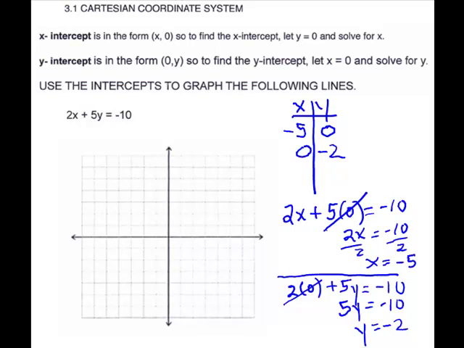And we will plot these. They should land on the axes by definition. So start at 0, 0. Negative 5 on the x. 1, 2, 3, 4, 5. And up 0. Go back to 0, 0. And it says don't go over, but go down 2. And then we will make our line.